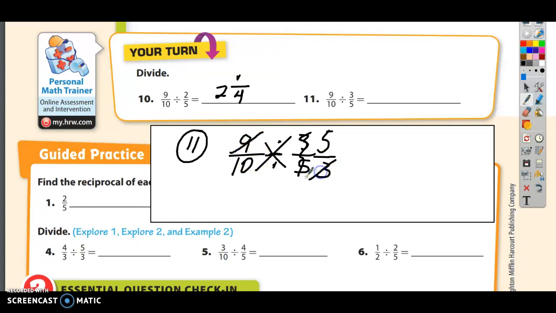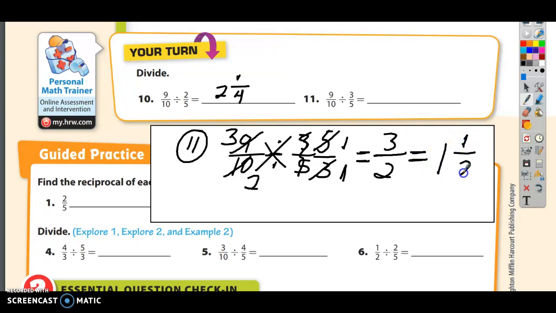9 and 3 are each divisible by 3. 9 divided by 3 is 3, and 3 divided by 3 is 1. 5 and 10 are each divisible by 5. 5 divided by 5 is 1. 10 divided by 5 is 2. I end up with 3 times 1 is 3. 2 times 1 is 2. 3/2 is the same as 1 1/2. Cool. Well, if you think you understand how to divide fractions, you can go ahead and solve the guided practice problems at the bottom of the page.